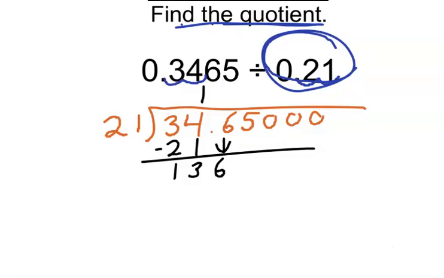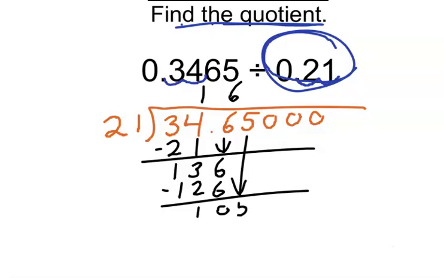I'm thinking like 5 or 6 times. Let's try 6. 6 times 1 is 6. 6 times 2 is 12. Well, this is pretty easy math again. So 0, this is 1. Bring down a 5. How many times does 21 go into 105?